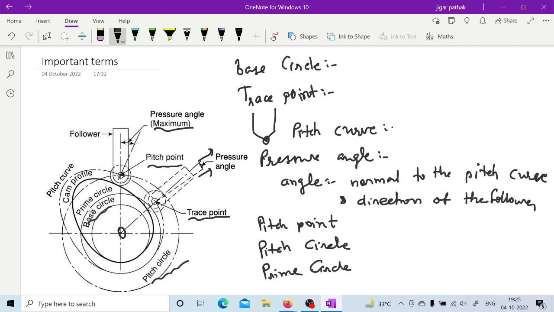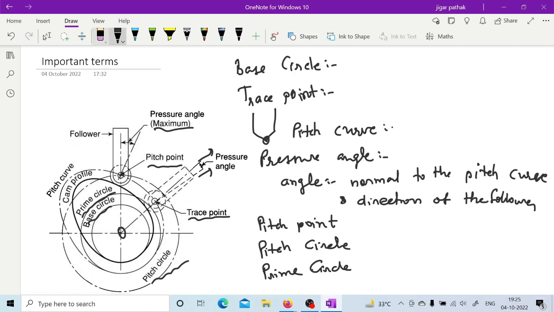So prime circle is nothing but the smallest tangent to our pitch curve, right? As previously we have defined the base circle, which is the smallest tangent to the cam profile. Here this prime circle is the smallest tangent to the pitch curve, right?